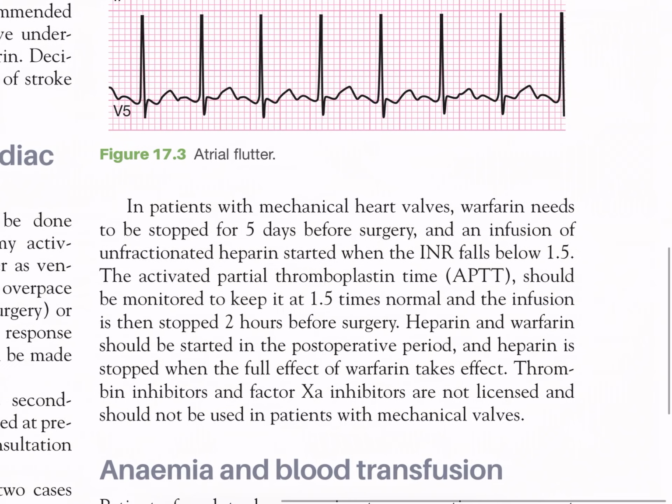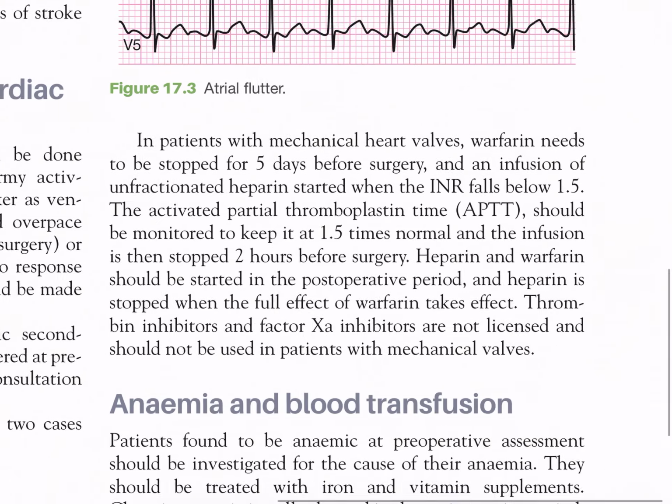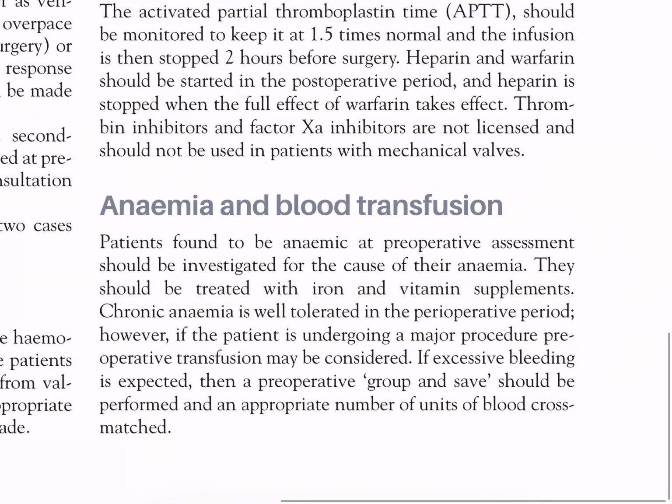In patients with mechanical heart valves, warfarin needs to be stopped for 5 days before surgery, and an infusion of unfractionated heparin started when the INR falls below 1.5. The activated partial thromboplastin time should be monitored to keep it at 1.5 times normal, and the infusion is then stopped 2 hours before surgery. Heparin and warfarin should be started in the postoperative period, and heparin is stopped when the full effect of warfarin takes effect. Thrombin inhibitors and factor 10A inhibitors are not licensed and should not be used in patients with mechanical valves. Anemia and blood transfusion.